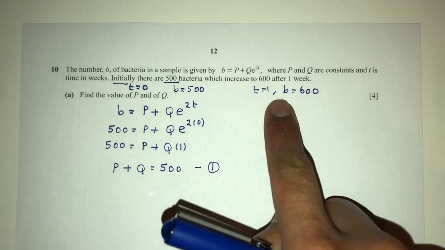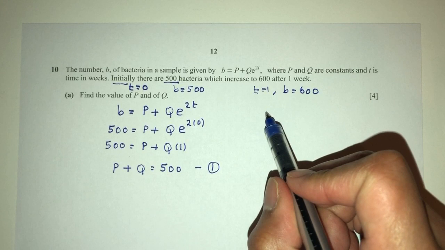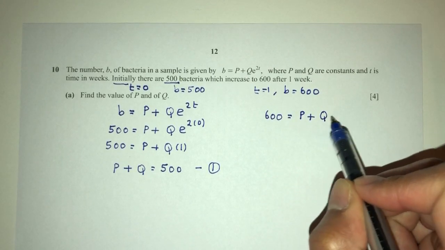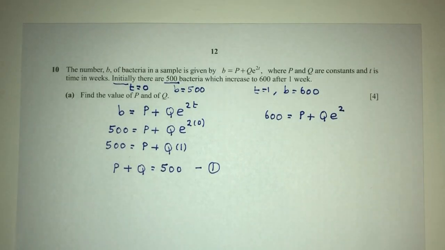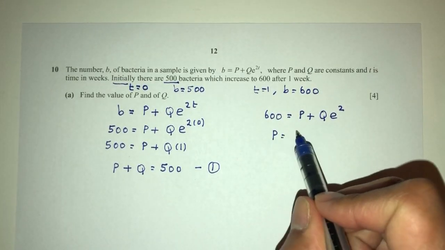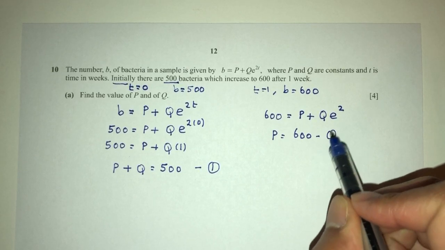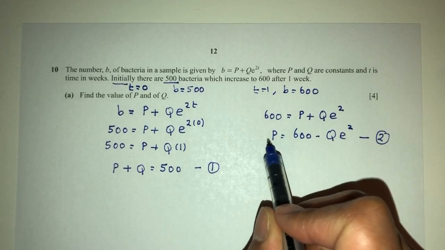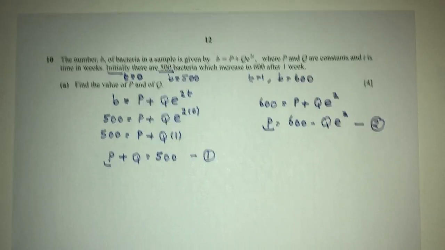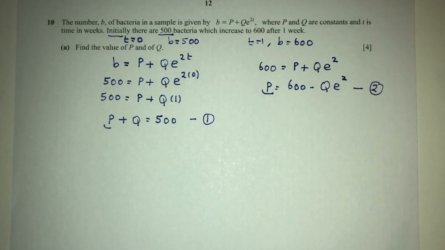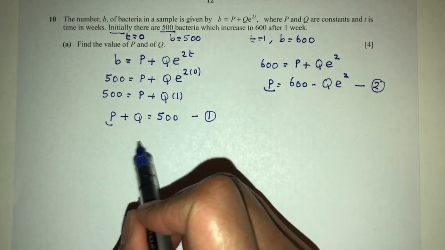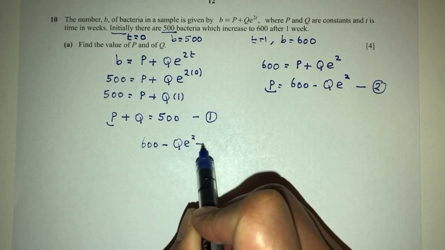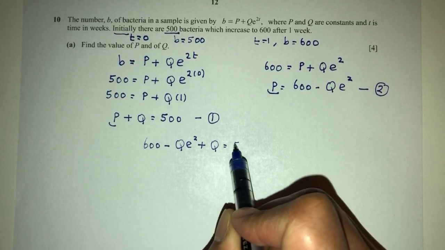Now same steps for this one. B is 600 when T is equal to 1. So Q exponential square. So P is equal to 600 minus Q exponential square. That is my equation number 2. So here I have P. I can replace and solve this simultaneous equation. So let's do that. So you will have 600 minus Q exponential square plus Q is 500.